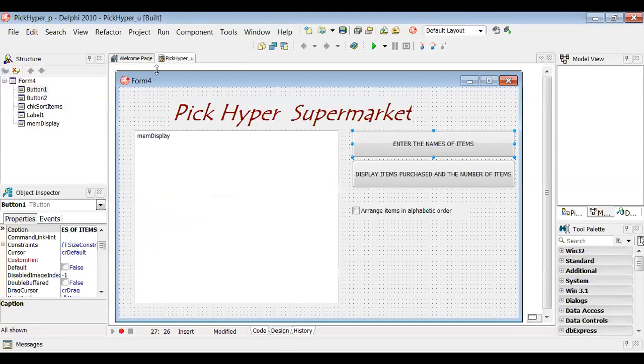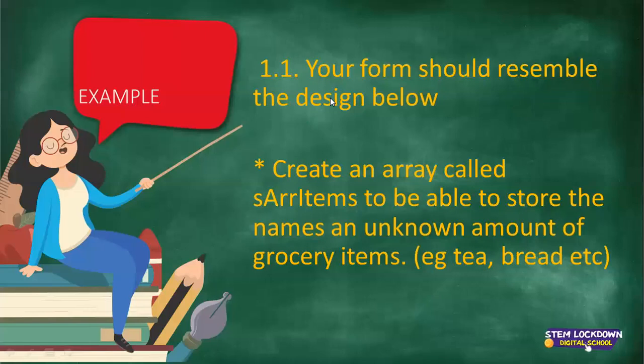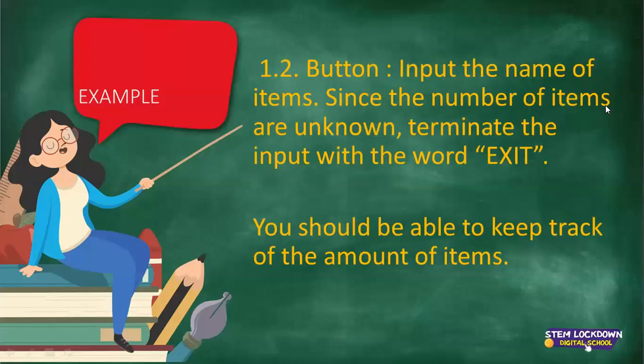Okay, so we declared the array, we created the interface. What is the next thing for us to do? Okay, so 1.2 says input the name of the items. Since the number of items are unknown, terminate the input with the word exit. So that's so important, okay? You should be able to terminate. So that's what's going to make the size of the array change. Okay, so when the user enters the word exit, it should be able to stop at that size for the array. So let's go ahead.